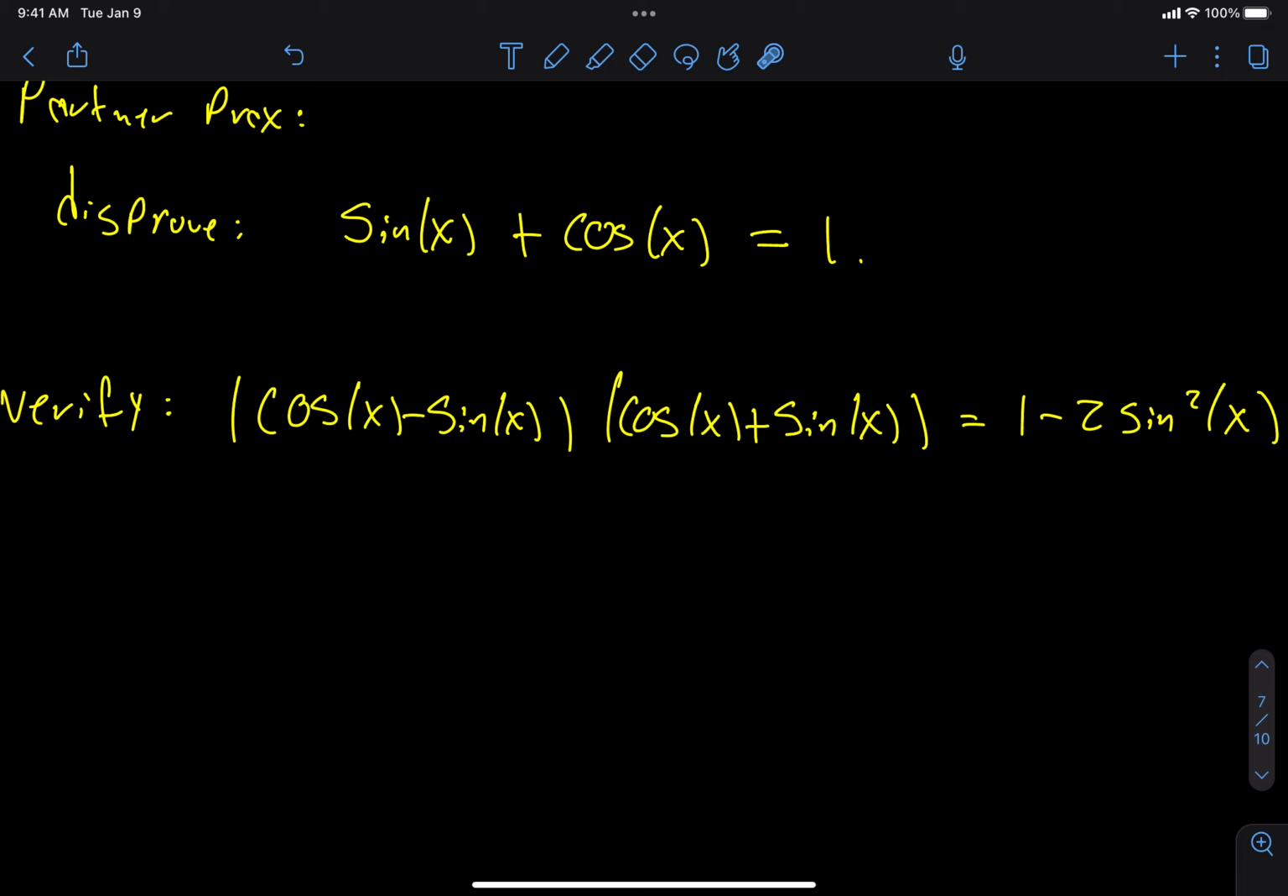Okay, so we can rewrite the left hand side, and then what is this side? That would be reducing something. We have minus two sine squared x. What happens if you add two sine squared x? You would get cosine squared x plus sine squared x is equal to one.